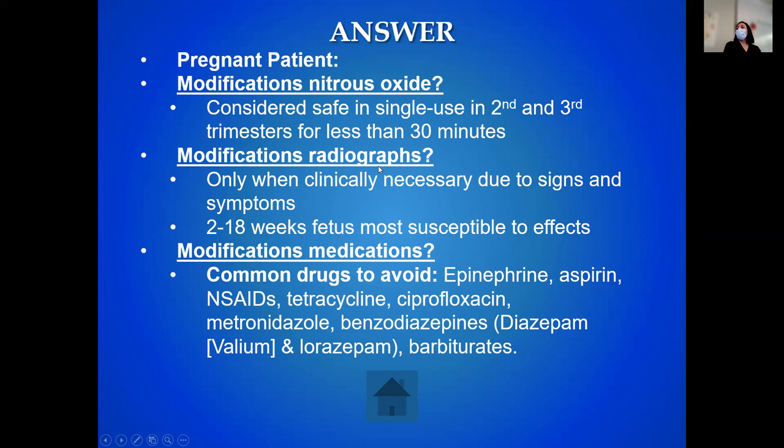Modification for radiographs: only when clinically necessary. Weeks 2 to 18 is when they're the most susceptible. So really not in that first trimester, and then only if it's really necessary, even though they have said that it's generally safe. There's such a little amount of radiation. And then epinephrine, like somebody said, aspirin for sure, NSAIDs, tetracycline, and then some other ones here, some of these CNS depressants and barbiturates. Okay.